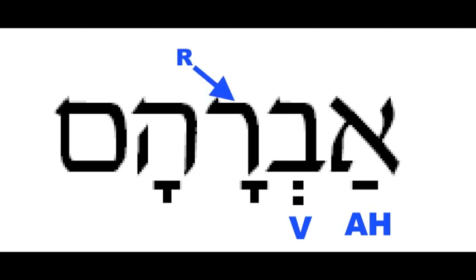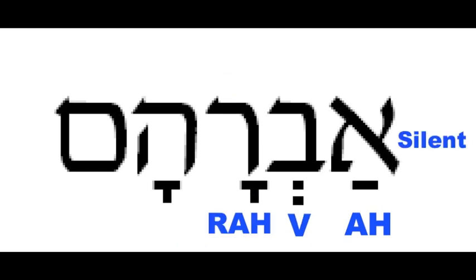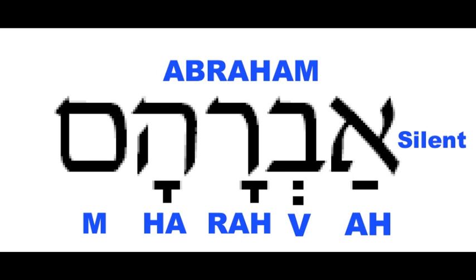The next letter is the resh, with the R sound, with the A vowel. So it's Ra. Next is the hey with the H sound, as in horse, and an A vowel. So you have the mem sofit at the end, the final mem, which makes the M sound as in mouse. So sound it out. Avraham, Abraham.